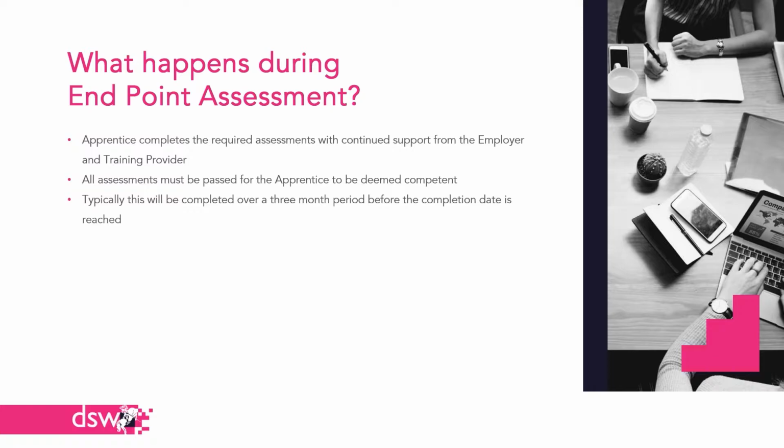What happens during endpoint assessment? The apprentice completes the assessments detailed in the assessment plan. There is still an expectation that the apprenticeship training provider will support apprentices throughout the endpoint assessment period. This is to ensure that they are familiar with what's to come and so mock exams can be completed. In order to pass and be deemed competent, the apprentice must pass all of the assessments. This typically happens over a period of 3 months from the point they are approved for Gateway.